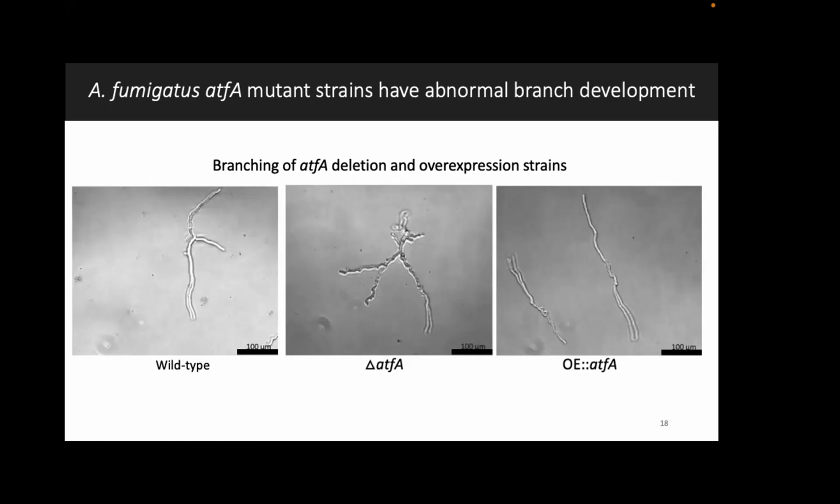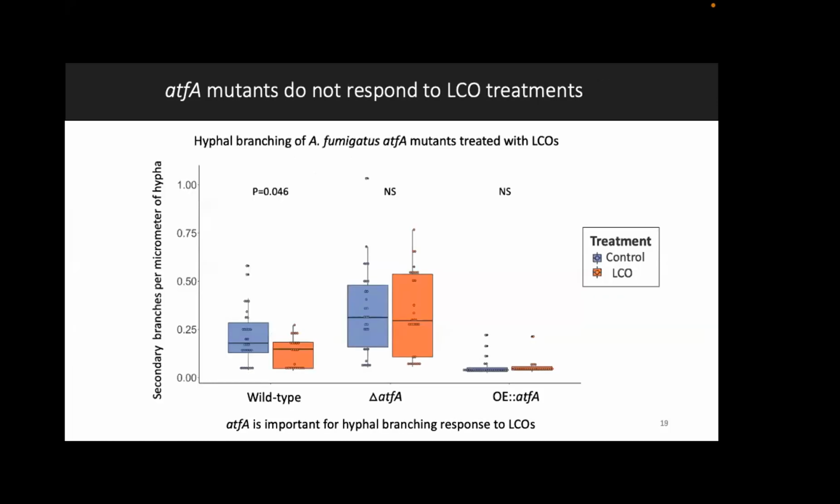And what I see is that in the wild type, we have a healthy hyphae, but in the deletion, we have like a little squiggly phenotype with a lot of branches. And in the overexpression ATFA, we have like a little noodle that's really long with little to no branches. So I'm asking, they seem to have an important role in the phenotypes of hyphae. Do they respond to LCOs? And the answer is yes. I mean, the answer is they don't respond to LCOs.